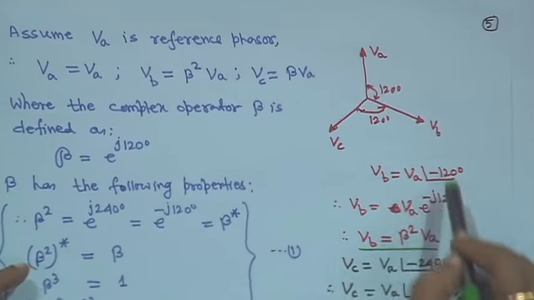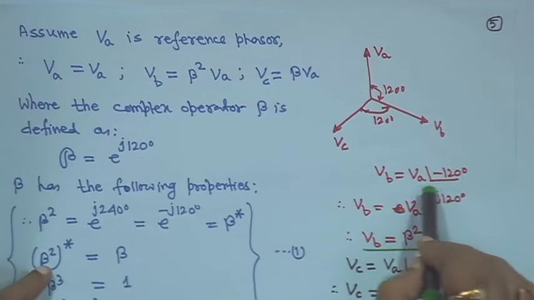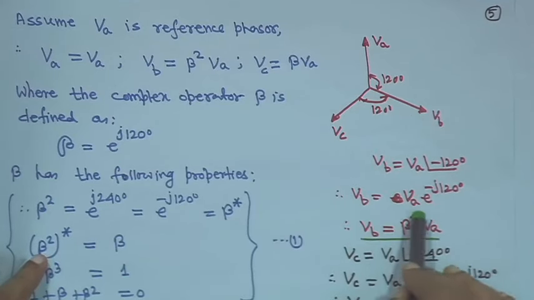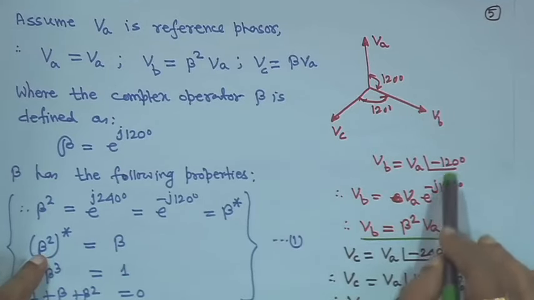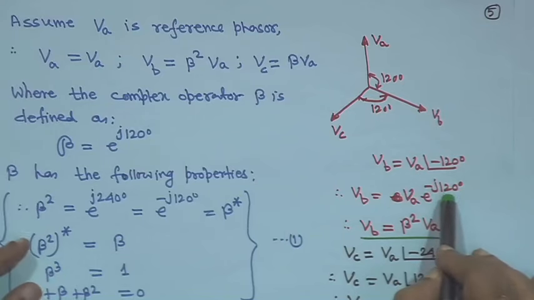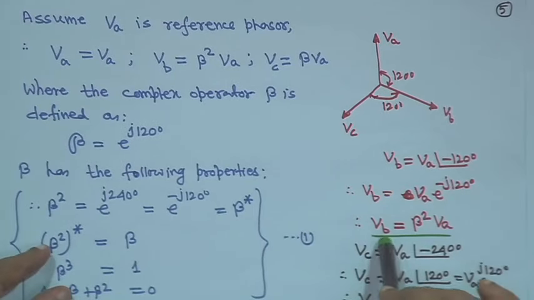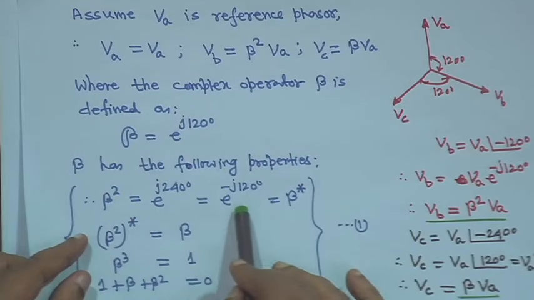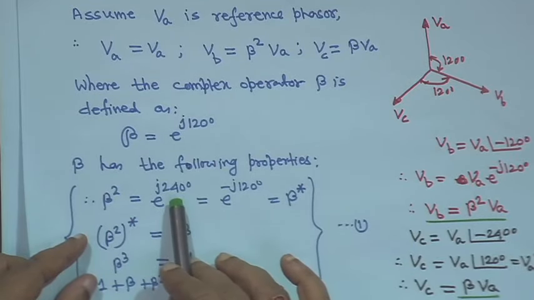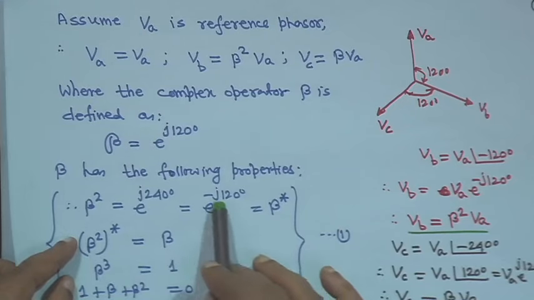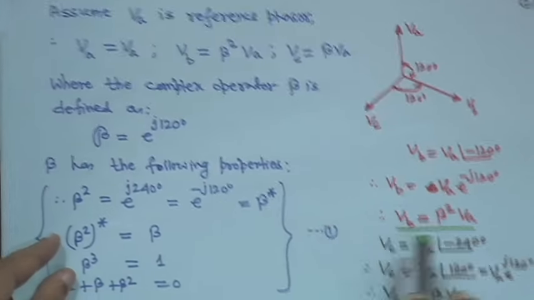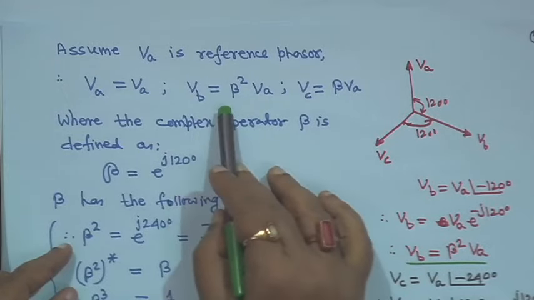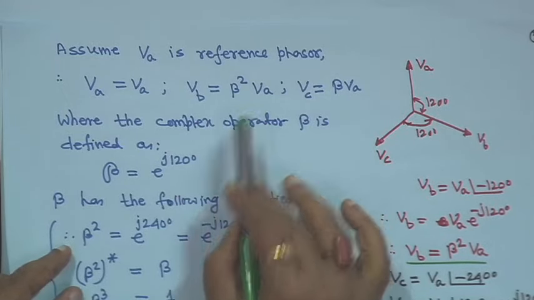Now, in this case, VB is equal to VA angle minus 120 degree, in this figure. That means VB is equal to VA e to the power minus j 120 degree, we can write like that. Therefore, we can write beta square VA, because beta square is equal to e to the power j 240 degree, which is equal to e to the power minus j 120 degree. So, VB is equal to beta square VA.